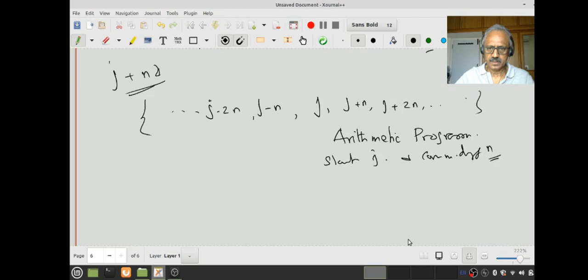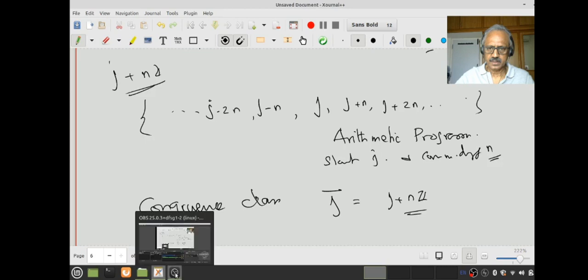Not only that, this is nothing other than what you call, in number theory, the congruence class. You denote it by j bar. This is the congruence class, this is j plus nZ. So these are the cosets. These are the things I wanted to talk about. Think about them carefully, and you will understand better.